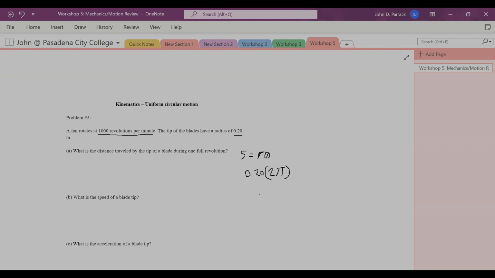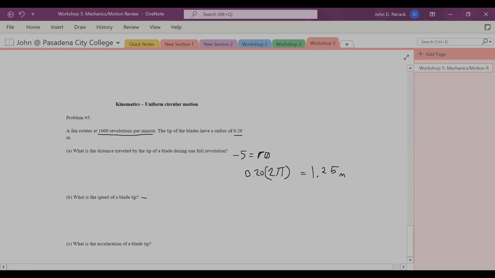And that is about 1.25 meters. Okay, what is the speed of the blade tip? You try that one, you tackle that one. Think about what we built on, what I just discussed, and see if you can build it up to velocity.